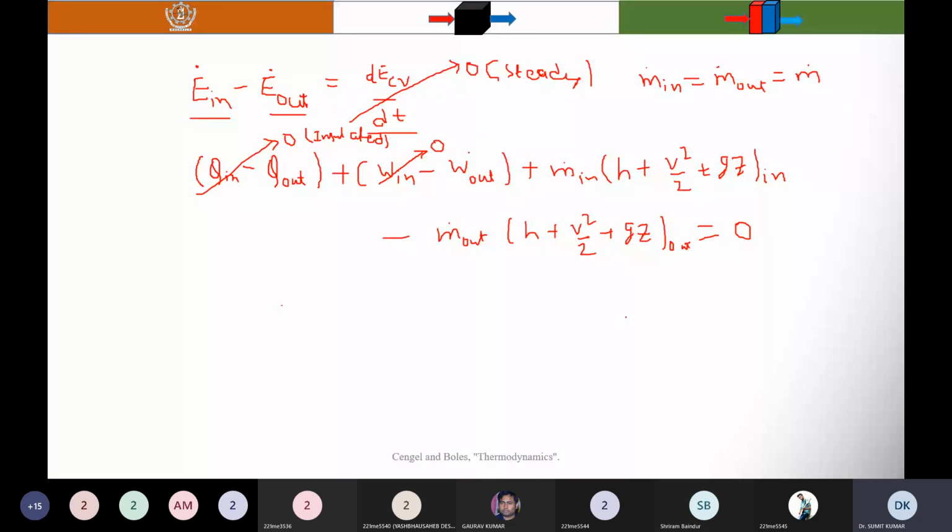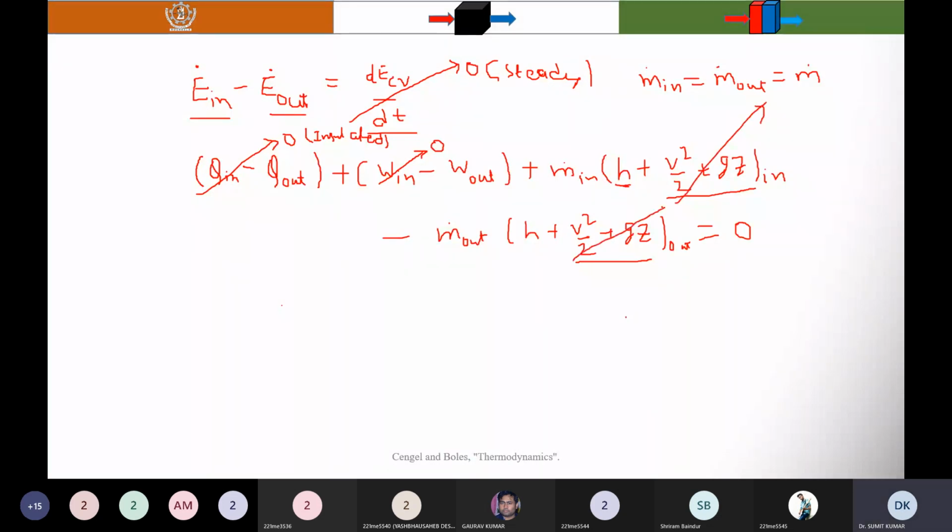You can assume that the change in kinetic energy and potential energy is negligible, so you can neglect it. How can you decide that? You can check the magnitude or value, and if it is lower than the change in H, then you can say that kinetic energy and potential energy have very small values in comparison to the change in enthalpy, so you can neglect them. Here I assume the change in kinetic energy and potential energy is negligible, so I neglected these terms.